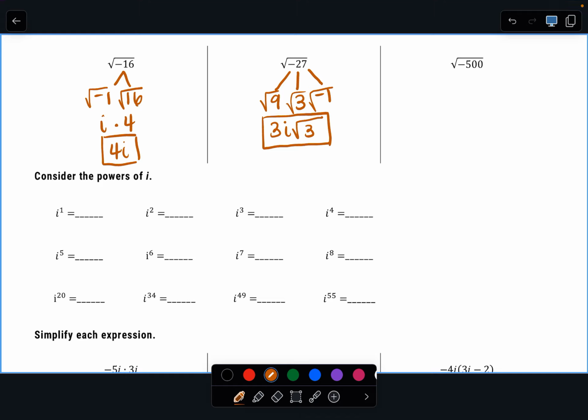Oh, so you're just like subtracting negative 1? You're multiplying by negative 1. You always have to. You're always going to have an i.